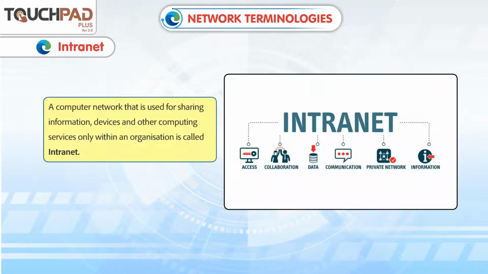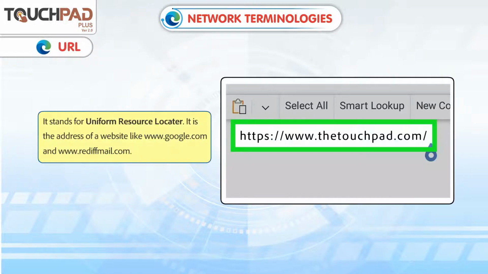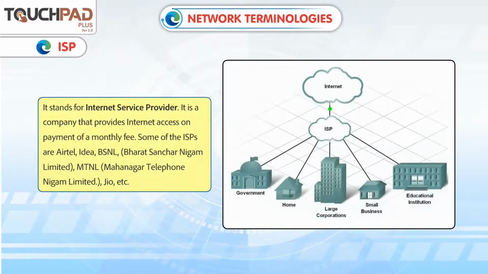Intranet. A computer network that is used for sharing information, devices, and other computing services only within an organization is called intranet. URL. It stands for Uniform Resource Locator. It is the address of a website like www.google.com and www.rediffmail.com. ISP. It stands for Internet Service Provider. It is a company that provides internet access on payment of a monthly fee.